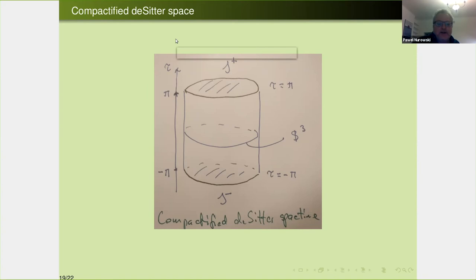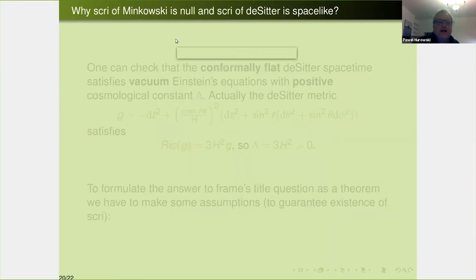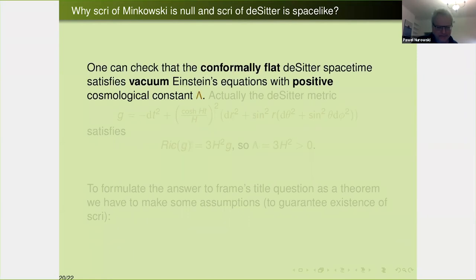Okay, so you can ask why scri of Minkowski spacetime is different than scri of de Sitter, and here the first thing that differs de Sitter from Minkowski is that de Sitter is a solution of the vacuum Einstein equations, but now with a positive cosmological constant.